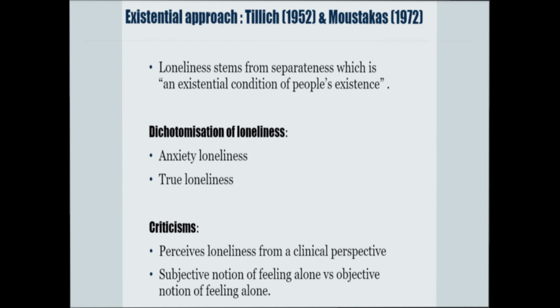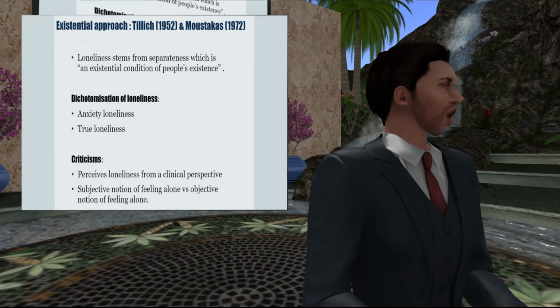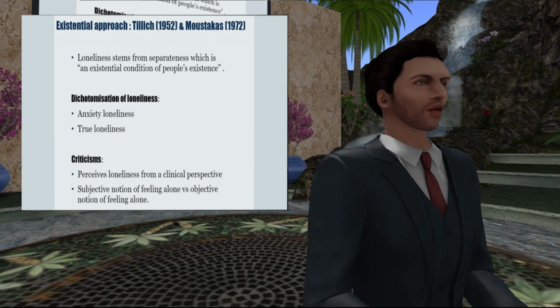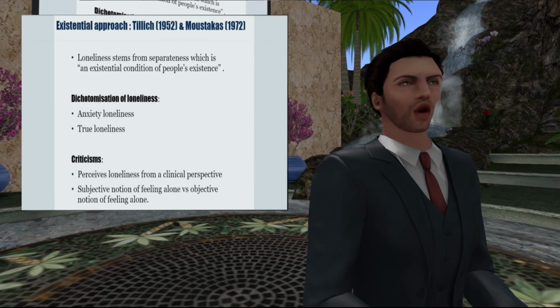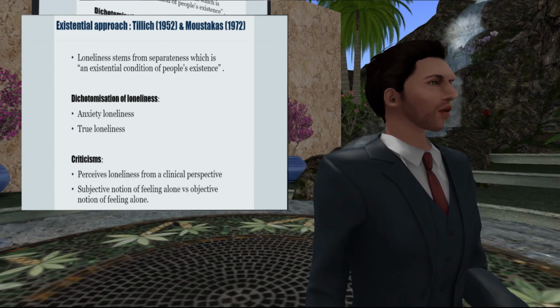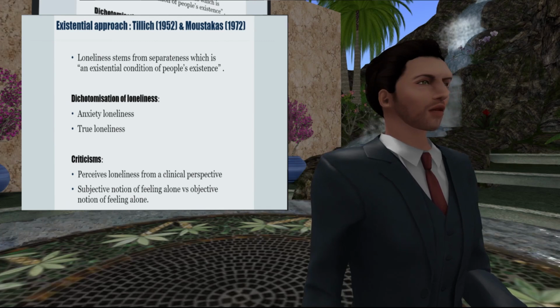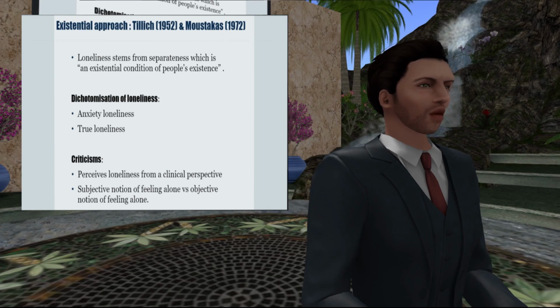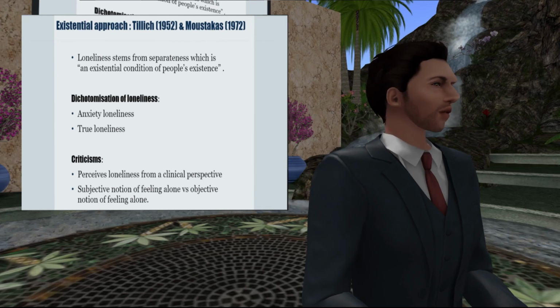Existential says that loneliness is an existential condition of people's existence. So everybody will get old. Everybody will get lonely. So it is a very strong statement. And then it talks about anxiety loneliness and true loneliness. So for example, anxiety loneliness is this idea that, oh my God, I'm losing this friend, I'm getting anxious. And true loneliness is the true loneliness.